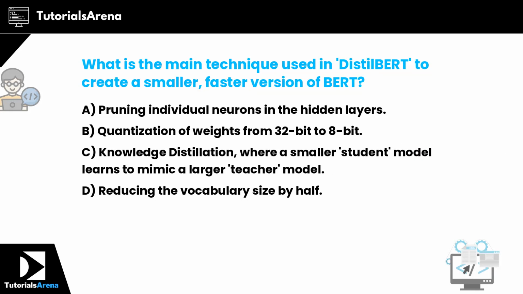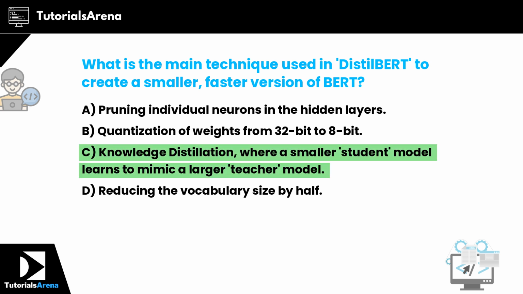What is the main technique used in DistilBERT to create a smaller, faster version of BERT? The correct answer is option C, knowledge distillation, where a smaller student model learns to mimic a larger teacher model.